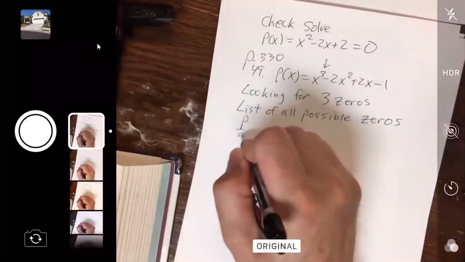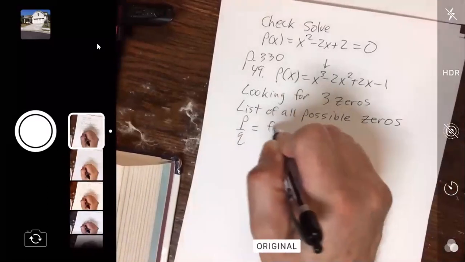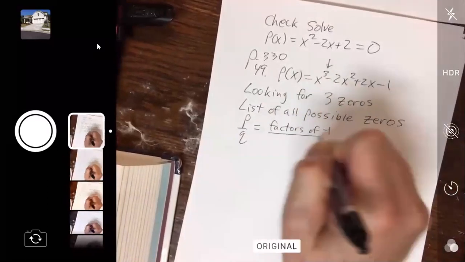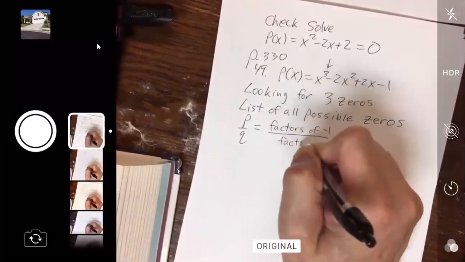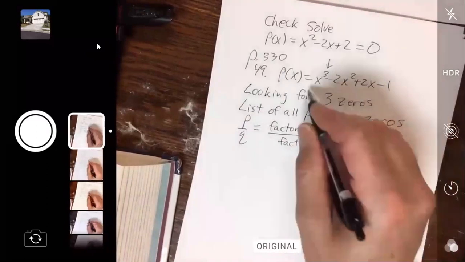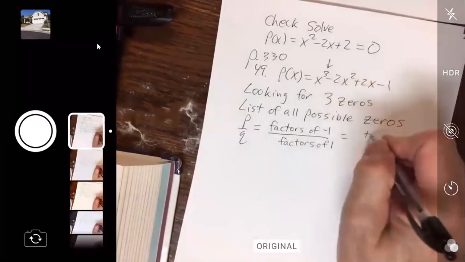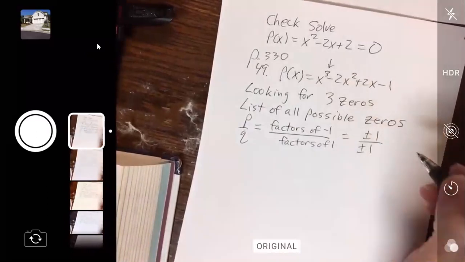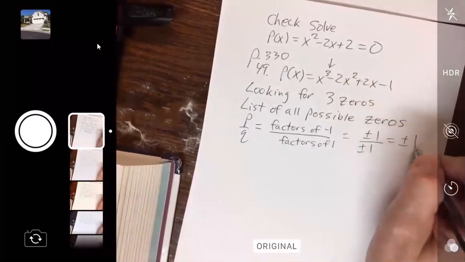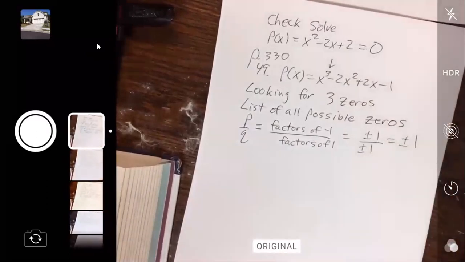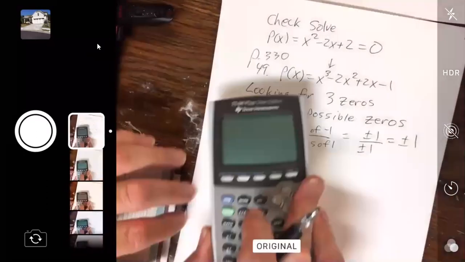And p over q, factors of negative 1 over factors of 1. This is the end number. This is the lead number. So this will be like plus or minus 1 over plus or minus 1, which is really just plus or minus 1, when 1 divided by 1 is just 1. So I'm really only getting 2 possible numbers out of that.